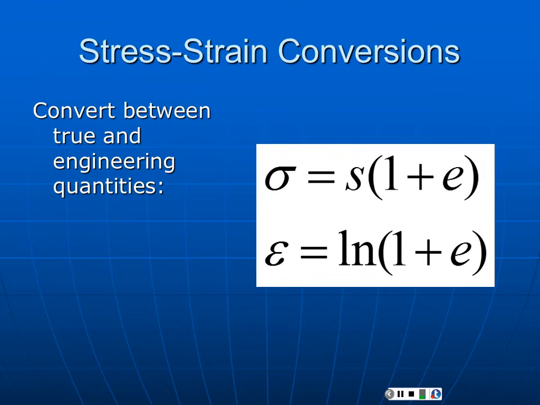So how do you convert between them? These are the two simple equations. You will have these equations in your equation book. You're not expected to memorize them. You just need to remember e is engineering strain, change in length over original length. S is engineering stress, force divided by original area, and then these are the true values, sigma and epsilon. And you can convert from engineering to true or from true back to engineering. Okay?